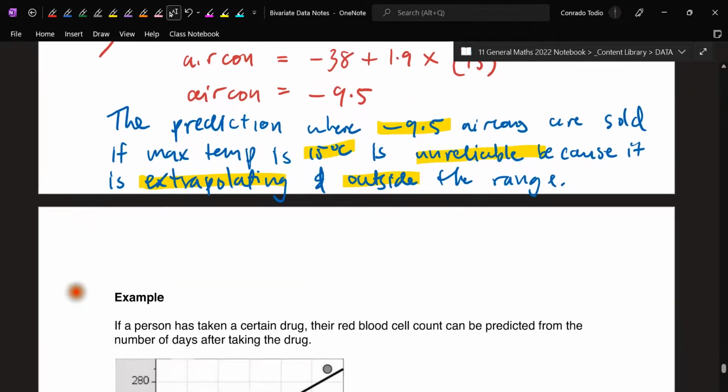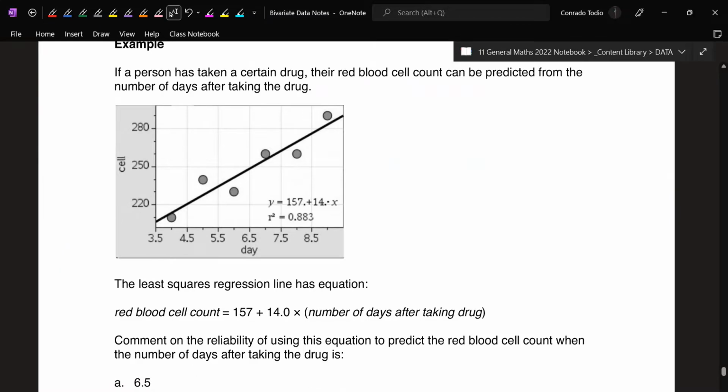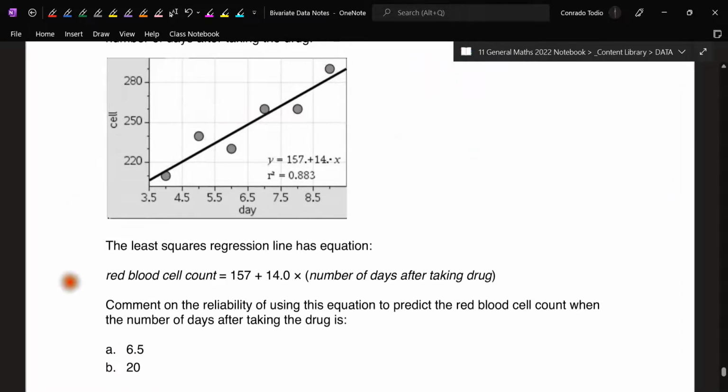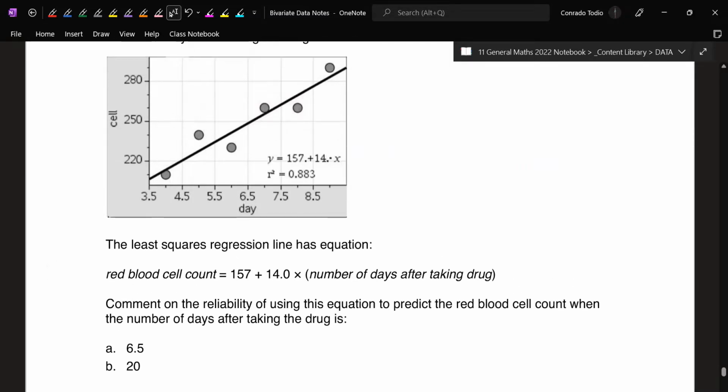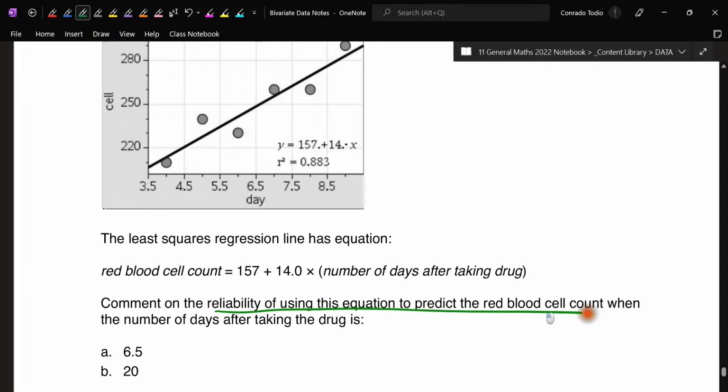Let's now get into, actually, do you want to do an example of it real quick? Maybe I'll do one real quick here, just for you guys. All right, so here it's a little bit different. Comment on the reliability using the equation. So we're going to make a prediction on this. Predict the number of red blood cells when the number of days of taking drugs is.